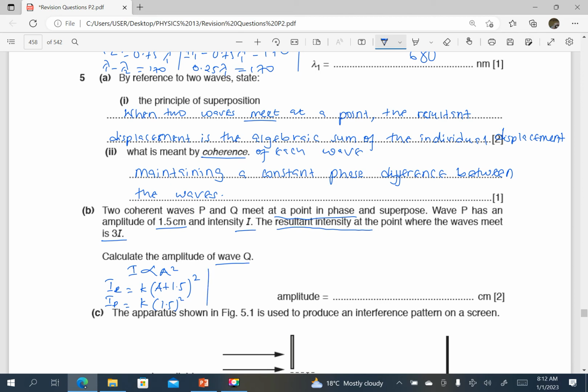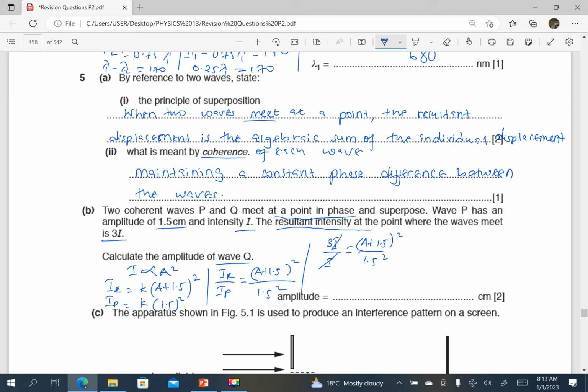So we are going to just combine these two equations and I'm going to divide. So IR divided by IP should be equal to, the constant has cancelled out, A plus 1.5 squared divided by 1.5 squared. Remember IR is 3I. So 3I divided by IP, which is I, is equal to A plus 1.5 over 1.5, squared. So I has cancelled out. I just do long algebra for those of you not doing mathematics. But for a mathematician, this is very short. So I have 3 equals to that. I'll first cross multiply. So we have 3. I will stop here. The algebra stops here.